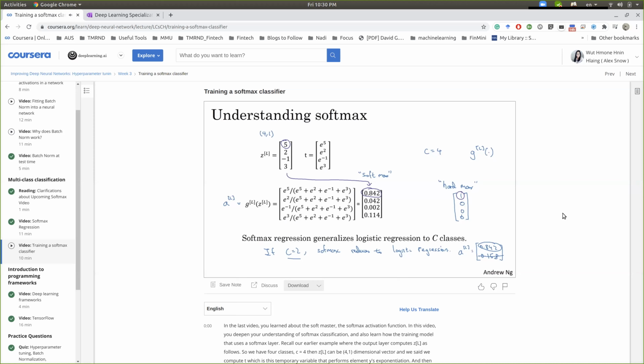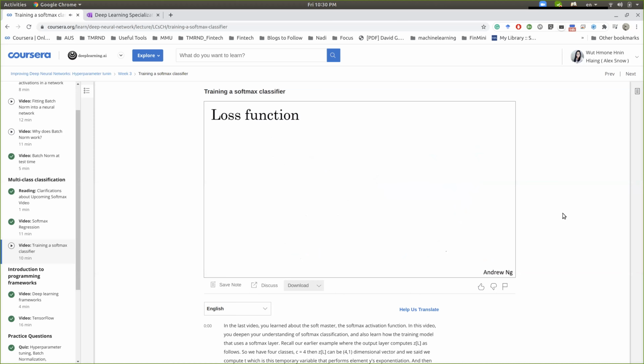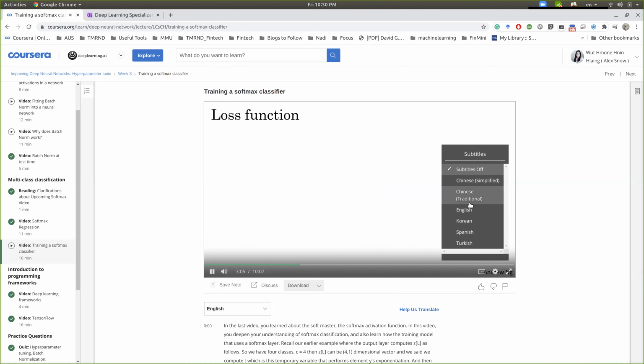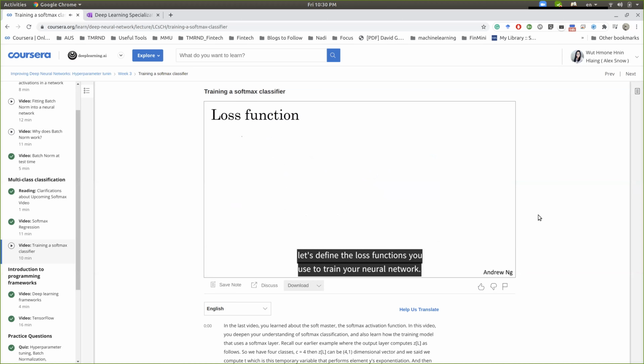Now, let's look at how you would actually train a neural network with a softmax output layer. In particular, let's define the loss function you use to train your neural network. Let's take an example. Say you have an example in your training set where the target output, the ground truth label, is 0 1 0 0.